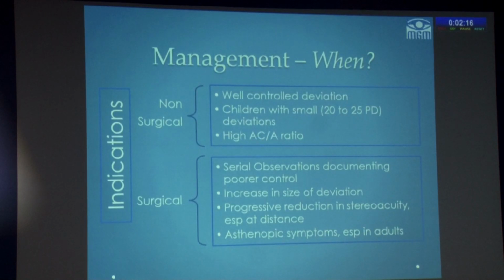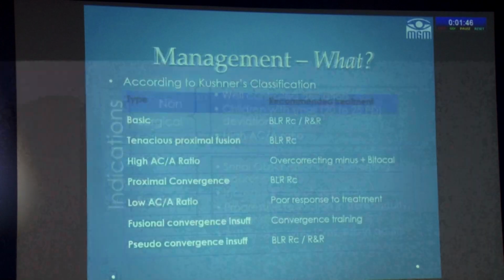So for surgeries, when would you like to go ahead? When there are serial observations documenting poorer control, when there is an increase in size of the deviation, when you notice a progressive reduction in stereo acuity, if you can measure the distance, that's the best thing for that. Or if they have asthenopic symptoms, especially in adults. Many a time they try to control their deviation, and when they relax, that's when they have blurring because of accommodation. So those are patients who have lots of asthenopic symptoms because of intermittent exotropia.